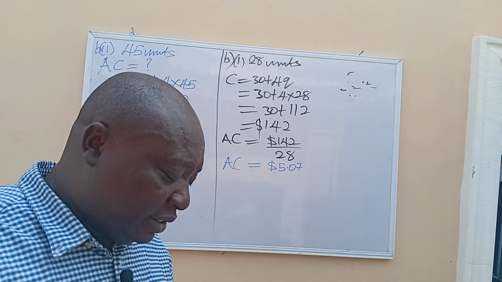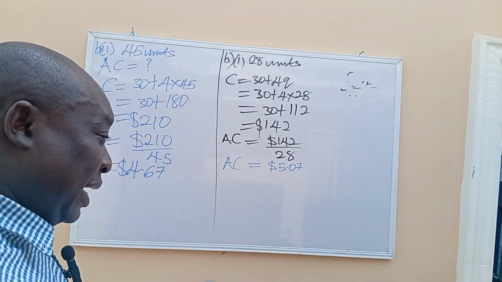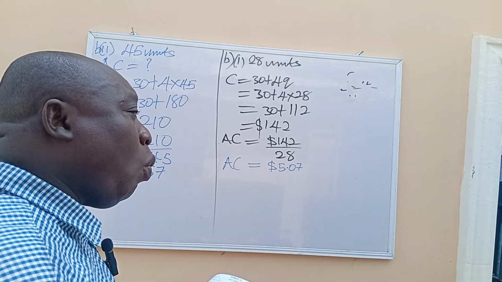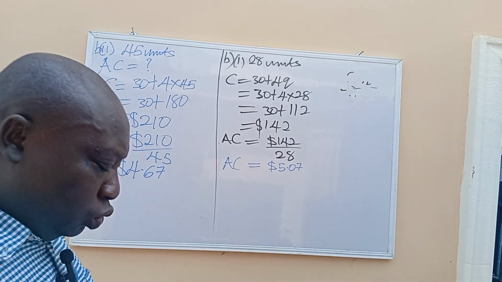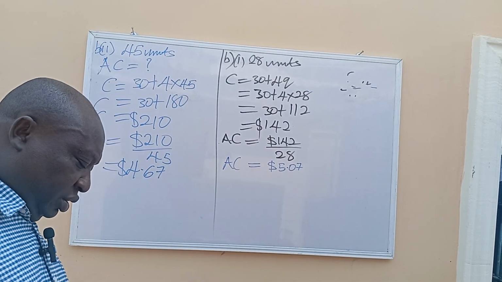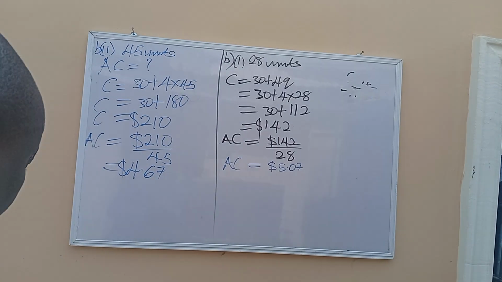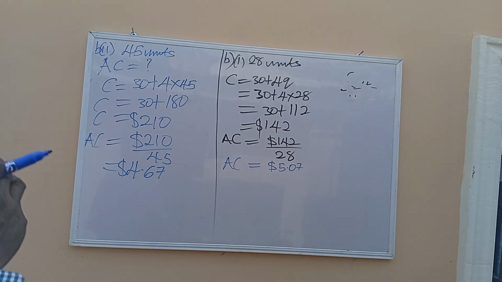Okay? Do you understand that? So we are done with question B, and that question B says that we should calculate the average cost in dollars of producing one, Roman figure 1, 28 units, Roman figure 2, 45 units. We are done with that now. We have calculated the average cost. The next question is C. What is the marginal cost in dollars of producing 28 units? What is the marginal cost?